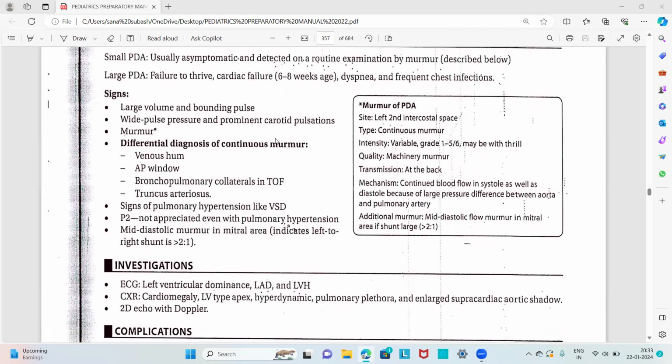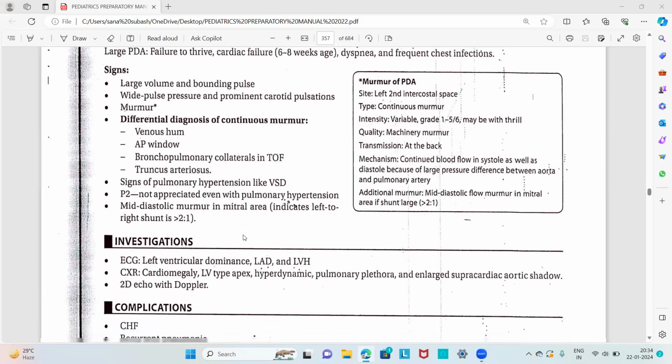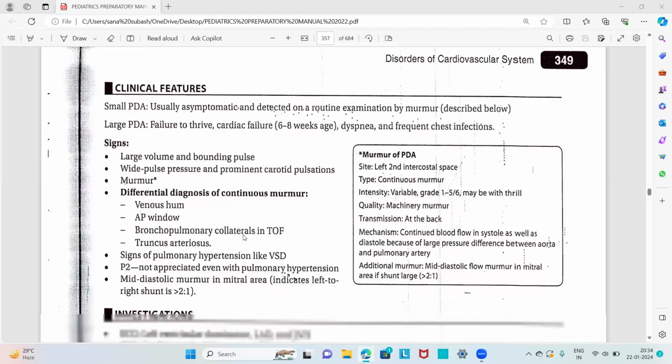The differential diagnosis of a continuous murmur includes venous hum, AP window, bronchopulmonary collaterals in TOF, and truncus arteriosus. The signs of pulmonary hypertension, as in VSD, are also there in the case of the patent ductus arteriosus, and P2 is not appreciated even with pulmonary hypertension. A mid-diastolic murmur is heard in the mitral area. These are the clinical features.